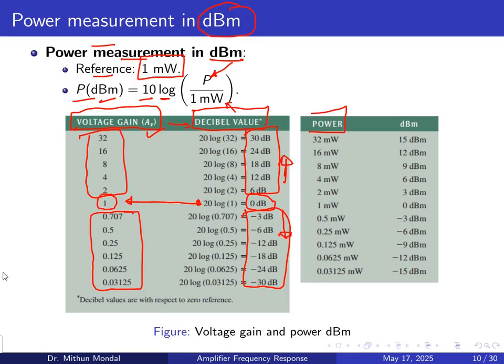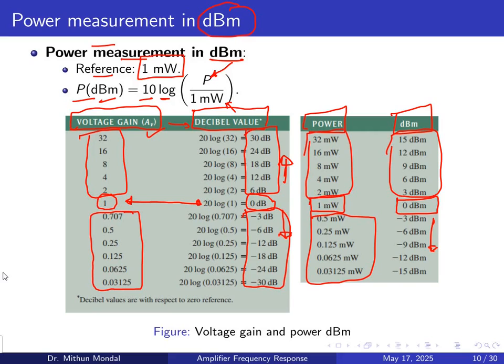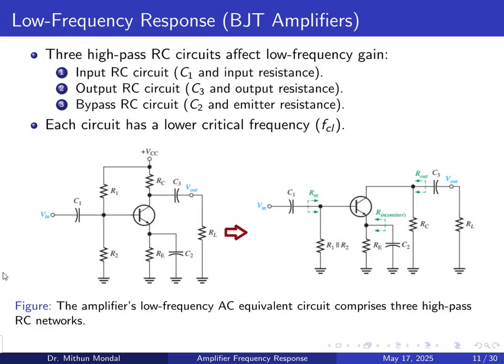Same we talk about the power in dBm. If we talk about 0 dBm, that corresponds to 1 milliwatt. When we talk about the negative value of dBm, we are getting decimal values of milliwatt. But when we talk about the positive dBm, we are getting positive values of milliwatt. So this is the voltage and the power gain measurement.